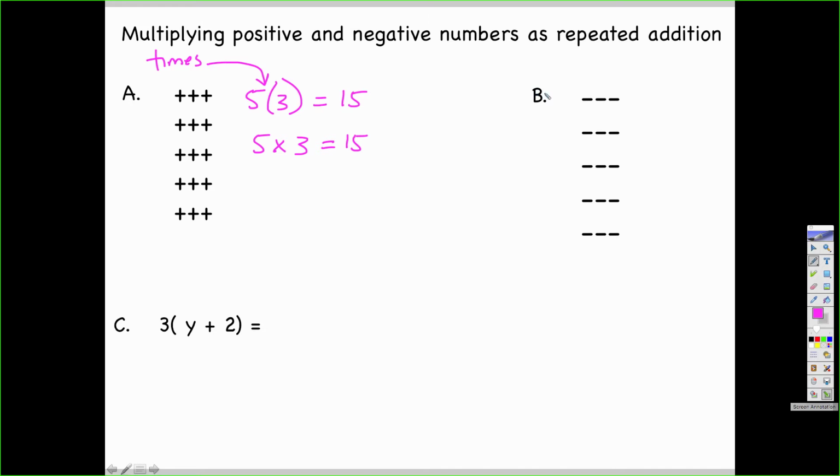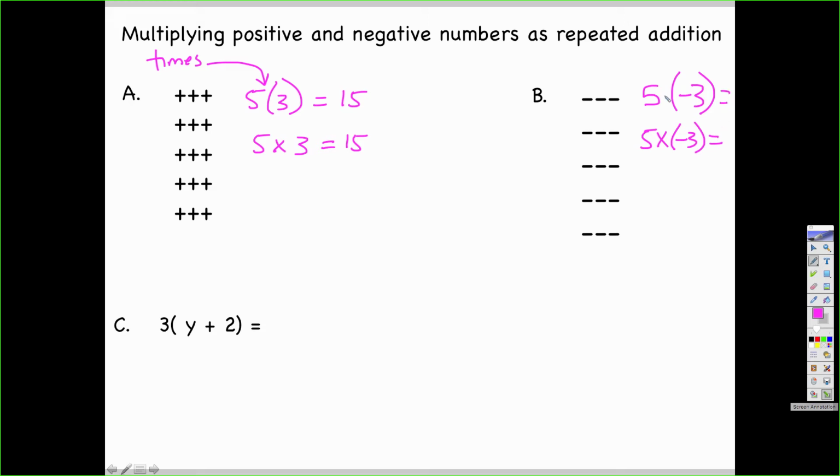Then over here on B, we have 5 sets, but this time the tiles are negative. So 3, 6, 9, 12, 15, but each tile is negative. So I have 5 sets, and each set has 3 negative tiles, negative 3. Okay? Or I could write it as 5 times negative 3.